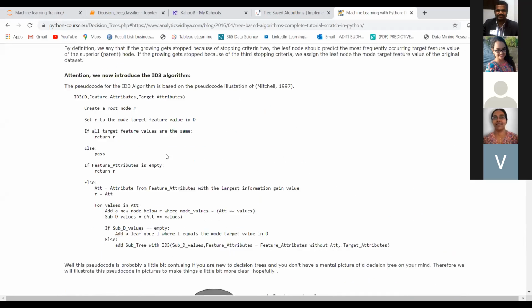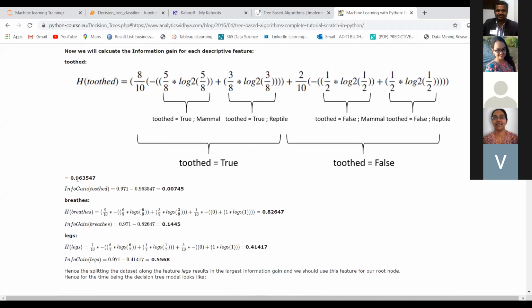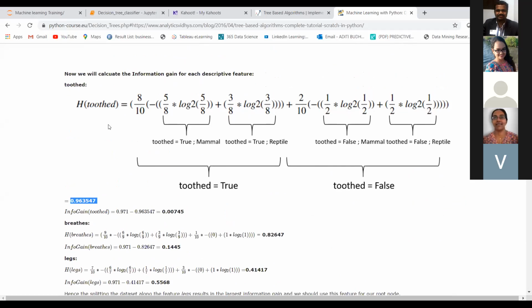Right over here, sorry. So what we had got, 0.96, as the entropy for the split when we split our data based on this tooth feature. Okay, so we will find now the information gain.